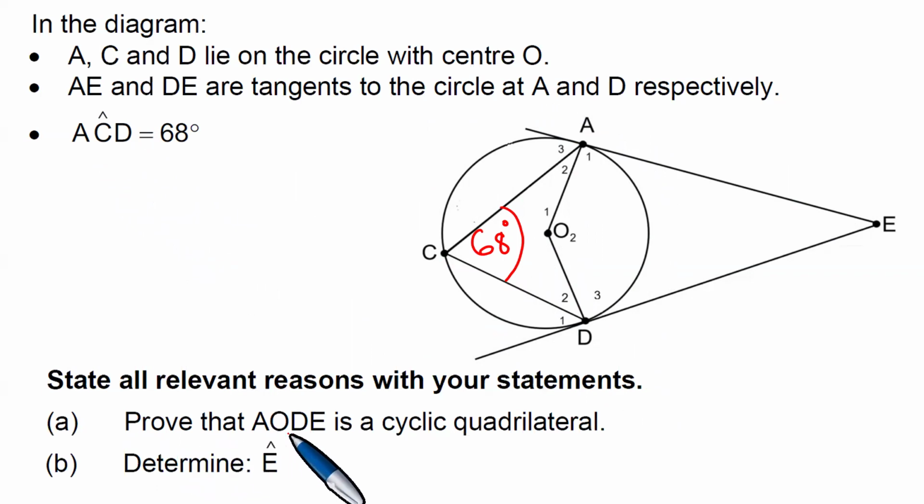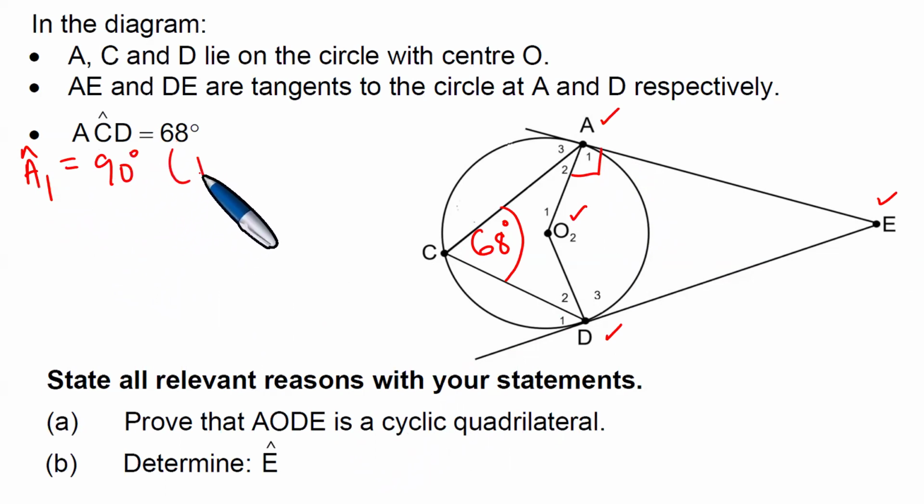We need to prove that AODE is a cyclic quad. Right, here is AODE, and we want to prove that this four-sided shape is a cyclic quad. But first things first, we note that this angle here is equal to 90 degrees. So we note that angle A1 is equal to 90 degrees. Why? Because of tangent perpendicular to radius.